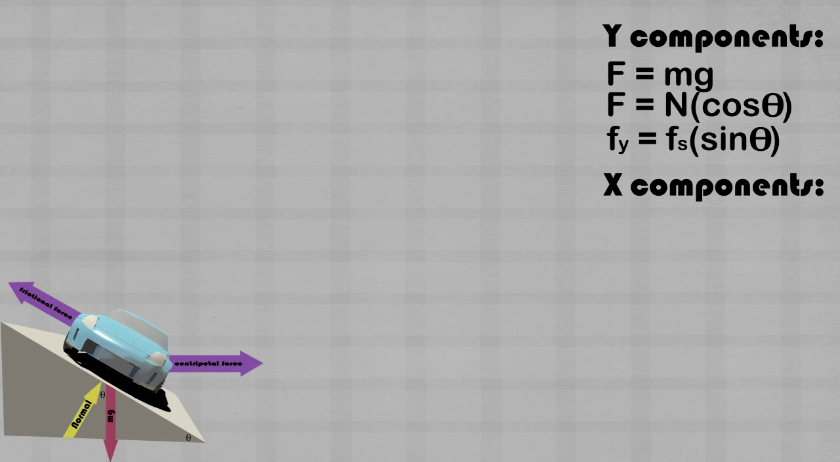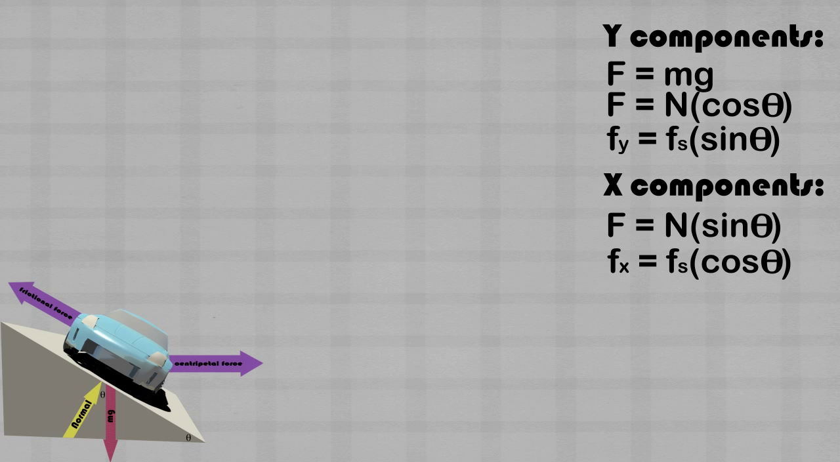The force of gravity only has a y component. The normal force, however, can be split into x and y components, knowing the angle of inclination. Looking at the free body diagram, we can see that the y component of the normal force is n cosine theta. The y component of the frictional force is f sine theta. The x components include n sine theta and fs cosine theta.